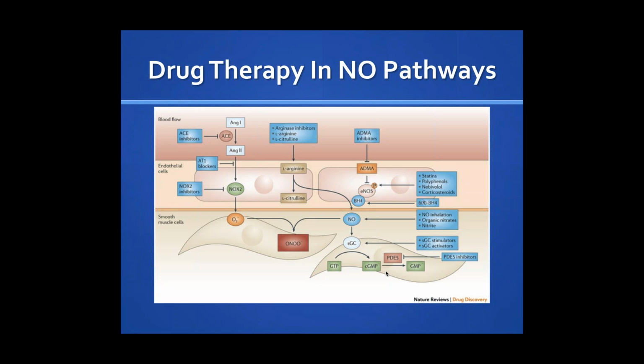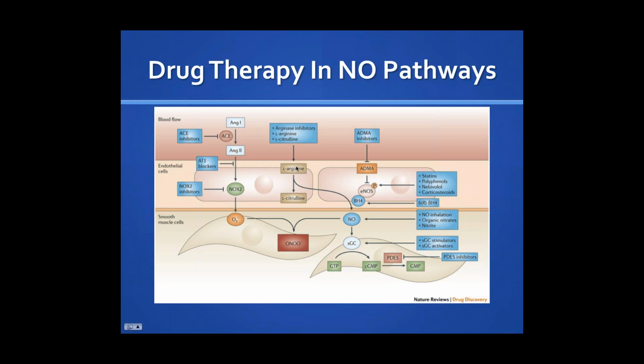Just wanted to point out how the MDs treat this kind of thing, nitric oxide pathway issues. If you look here, remember we talked about angiotensin 2 causing a decrease in nitric oxide. Well, they can give you an ACE inhibitor to keep that from happening, and that lowers your blood pressure. There are these blockers here that can block the production from angiotensin 2 to nitric oxide. And arginase inhibitors, L-arginine and citrulline, can help.